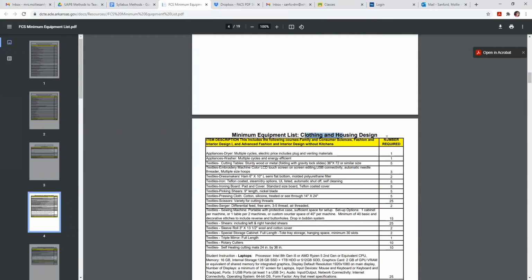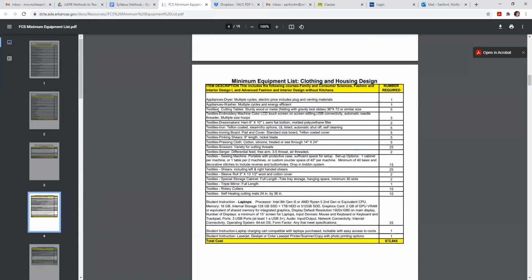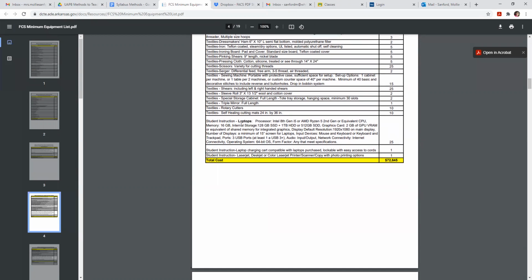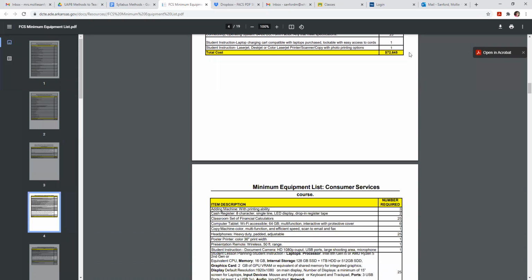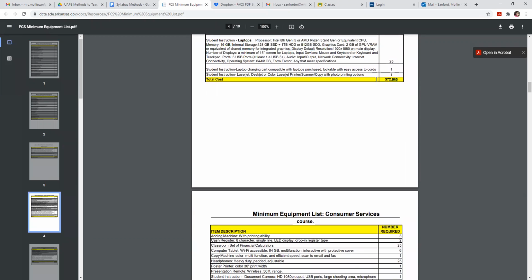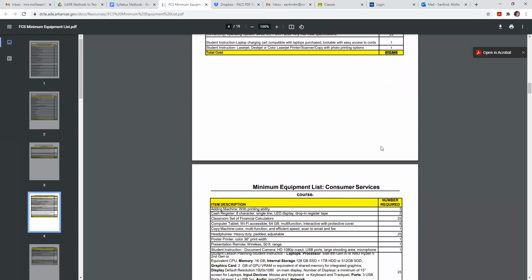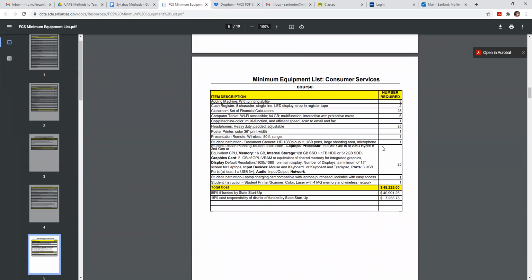This one's for the Clothing and Housing and Design courses. They need a lot of sewing machines and sewing equipment, laptops, and this is the estimated cost of what they think it's going to cost to get all those things. But usually all this stuff will be in place already when you have found a job. Some stuff has to be updated depending on when things break or eventually phase out of service.